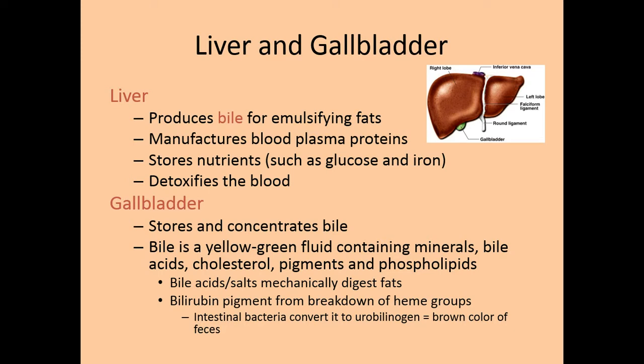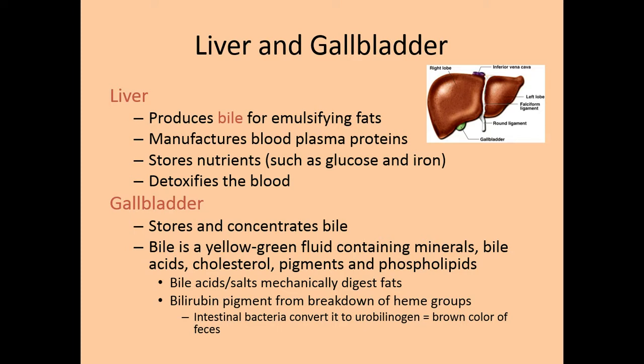Another thing that the liver does is it creates some of the blood plasma proteins such as albumin, which isn't particularly a digestive function. The liver also stores nutrients, such as glucose is stored in a form called glycogen, as well as iron and a variety of other nutrients are stored in the liver. And finally, the liver does perform a filtration function on the blood.